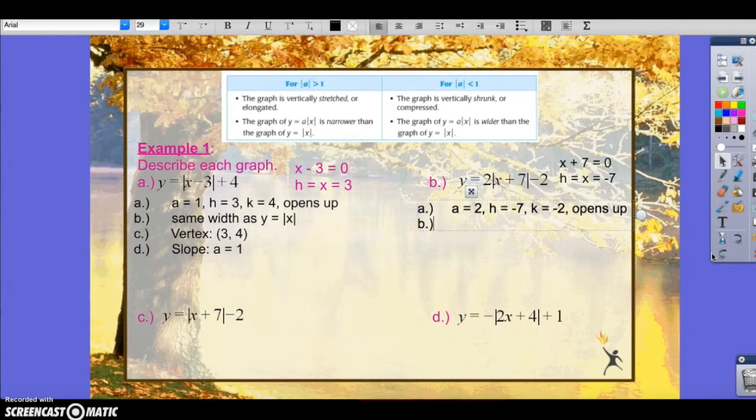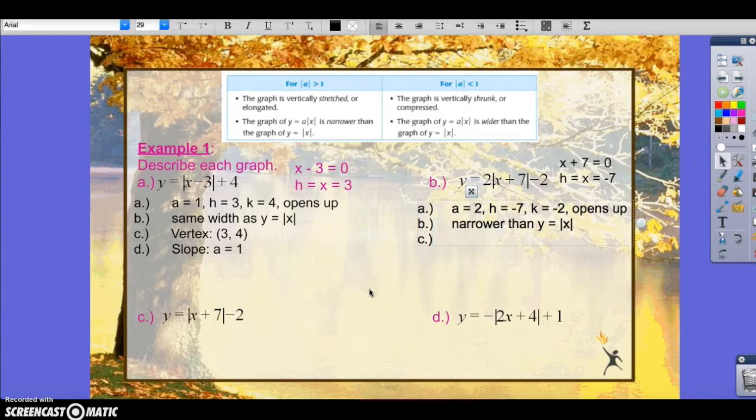All right, so B. We want to know the width. My a is 2. Think about what chart it matches up with. The absolute value of 2 is 2. 2 is greater than 1, so 2 fits into this one on the left. So I'm going to say, what do we use the word? Narrower than y equals absolute value of x.